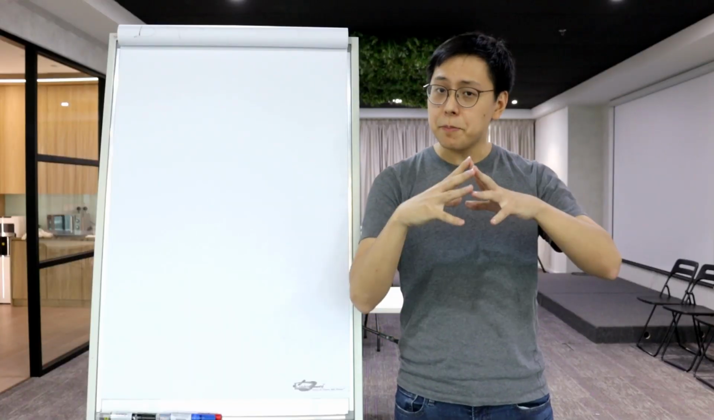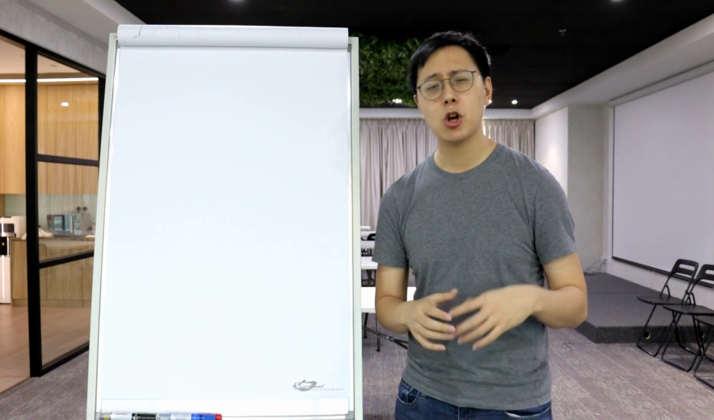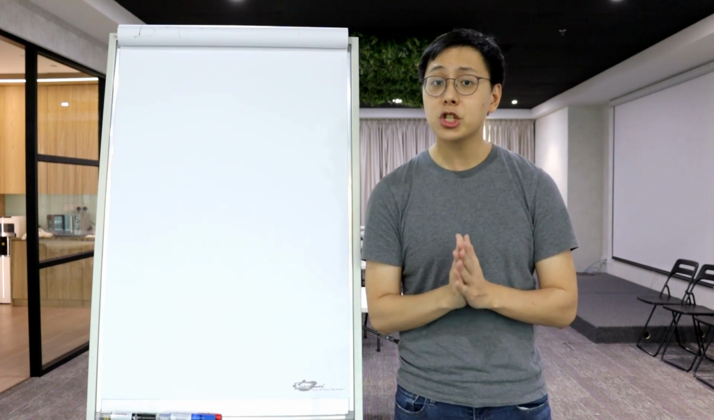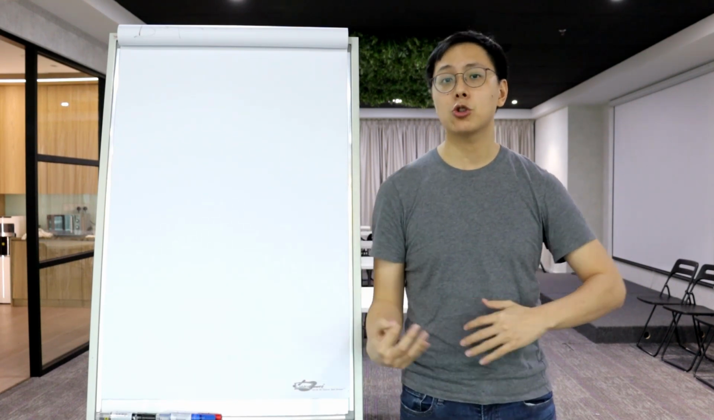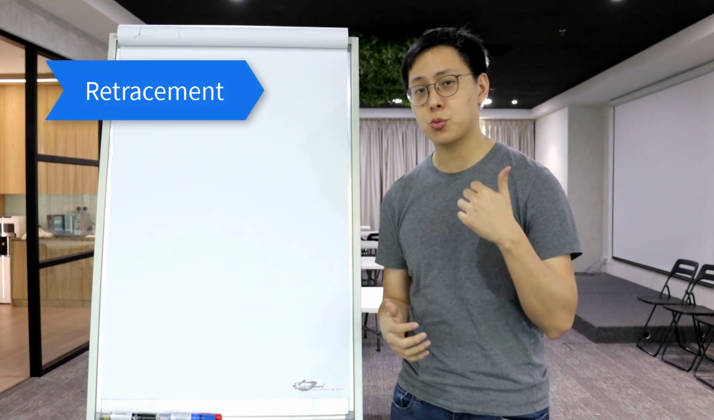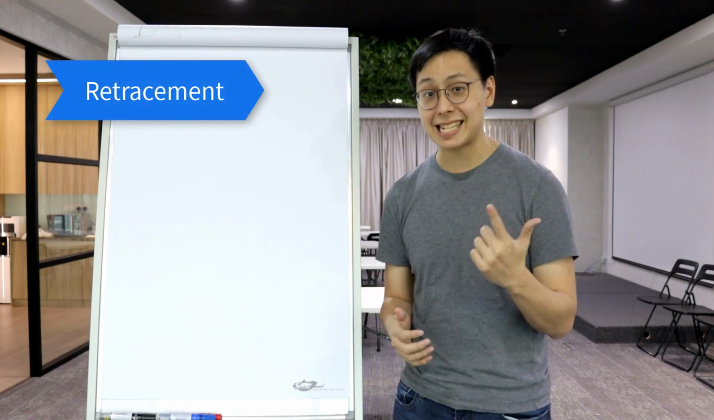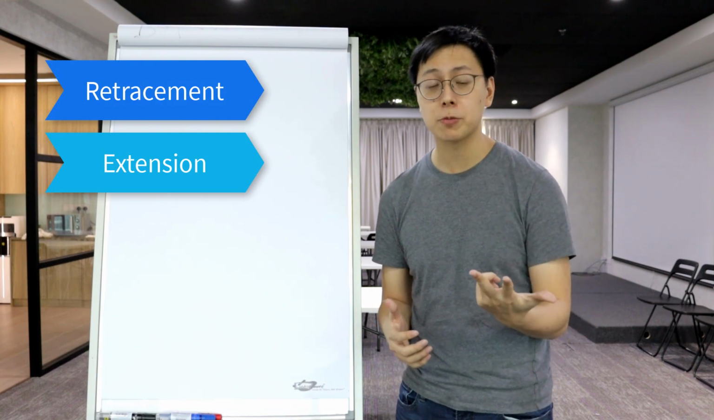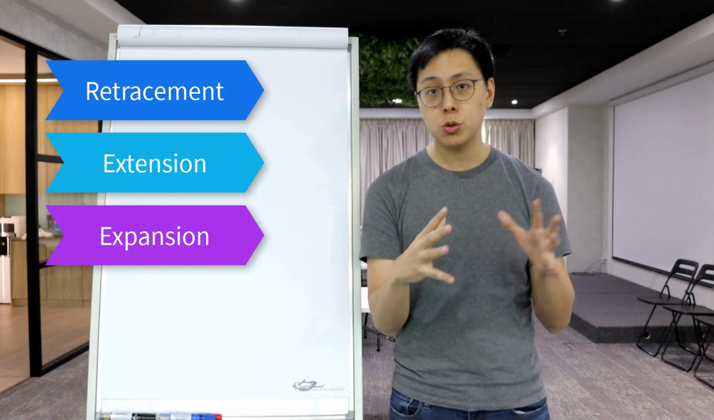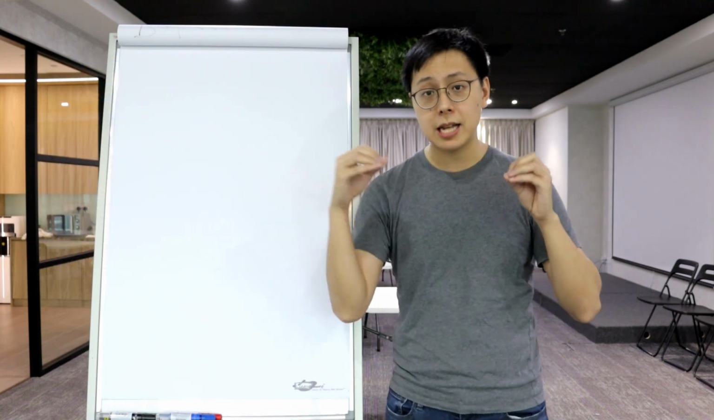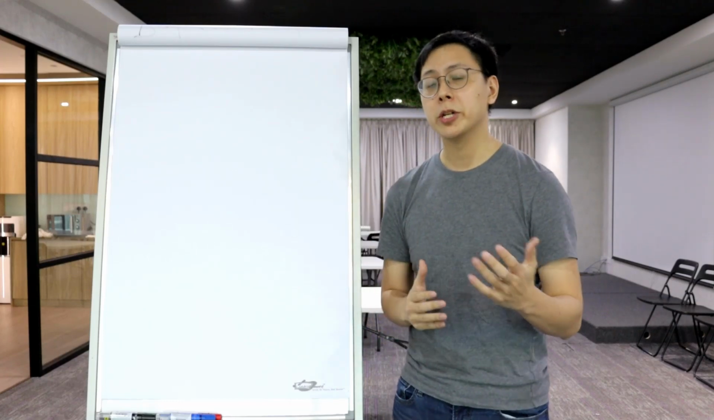Now, to give you a big picture, when we talk about Fibonacci ratios, there are generally 3 methods of how traders are using them. The first one is of course retracement, the second is extension, and the third one is expansion. So we're going to break them down into the various episodes, and then dive in to share more details.